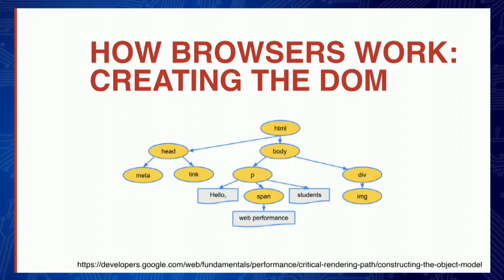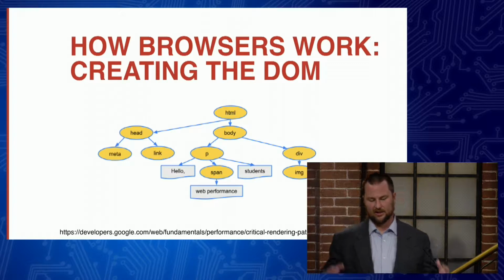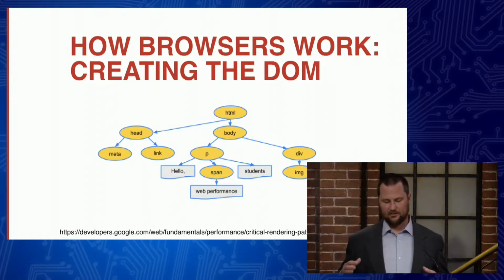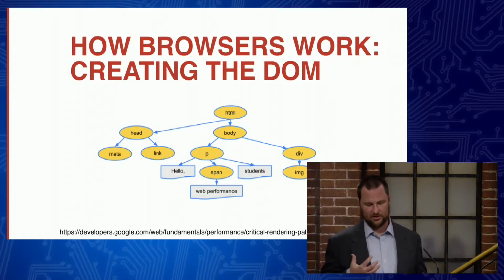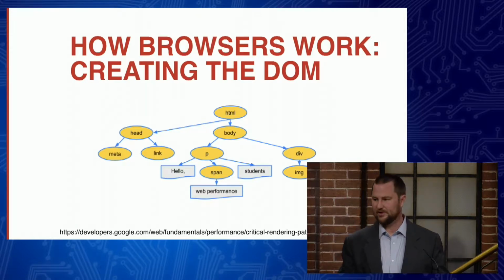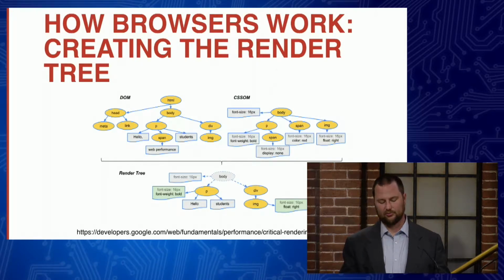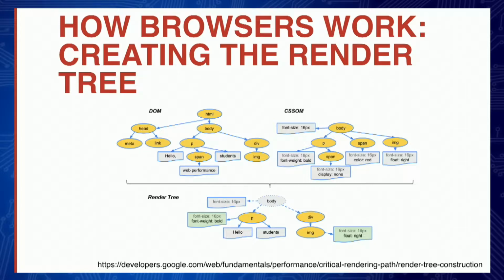At the same time, it's generating the CSS object model. It generates the DOM, which is the document object model, and that's a very similar approach. It's a big object that contains all your HTML and anything else that your JavaScript inserted, and it'll also include any pseudo elements that your CSS put in. Well, I'm jumping ahead a little bit.